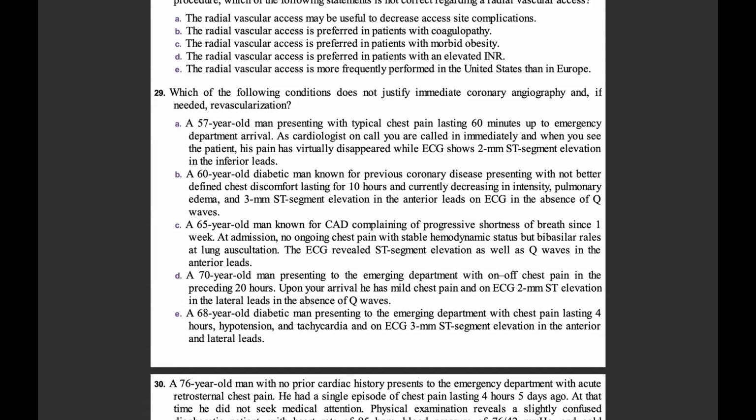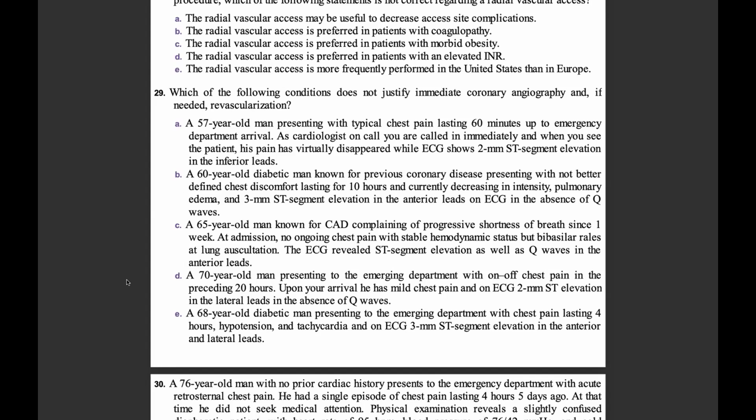So which of the following conditions does not justify immediate coronary angiography, and if needed, revascularization? So for option A, say a 70-year-old man presenting with typical chest pain lasting 60 minutes up to emergency department arrival. As the cardiologist on call, you are called in immediately, and when you see the patient, his pain has virtually disappeared, while the ECG shows 2 millimeter ST segment elevation in the inferior leads.